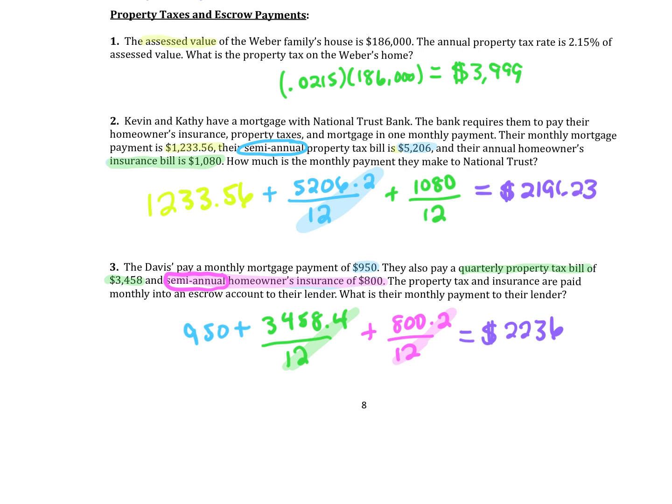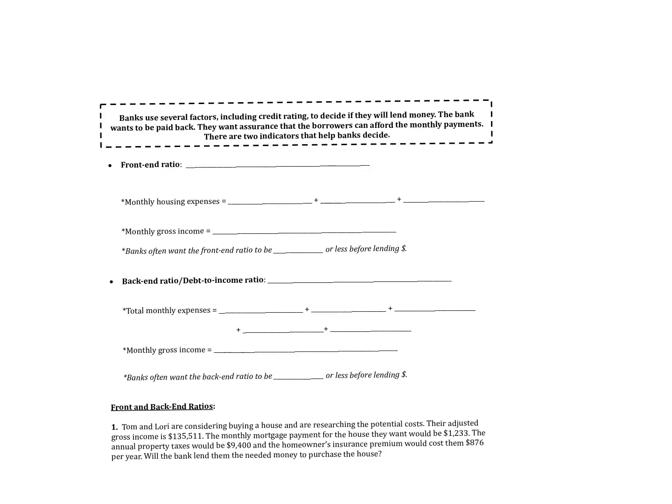Yeah, go quickly. Okay, last part of what we need to look at, and this is what's referred to as front-end ratio and back-end ratio. I always tend to get these confused, and it's easy to do that, so, all right.